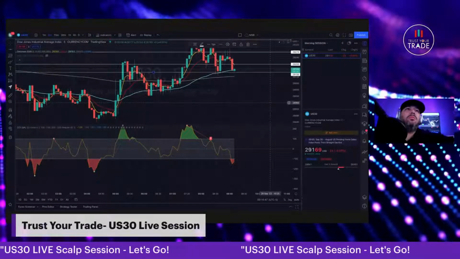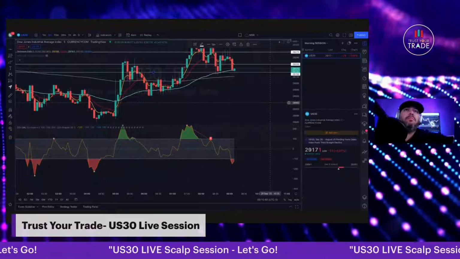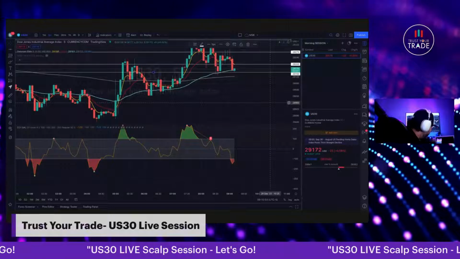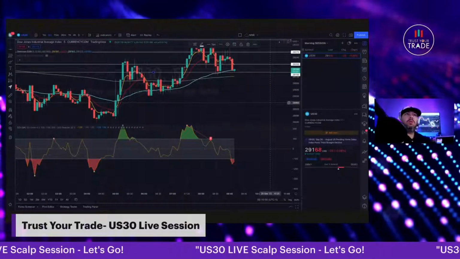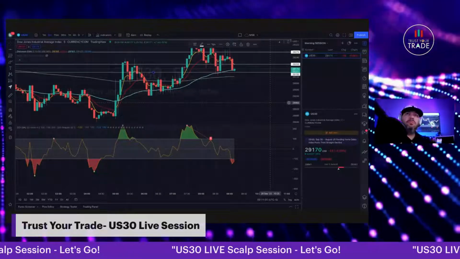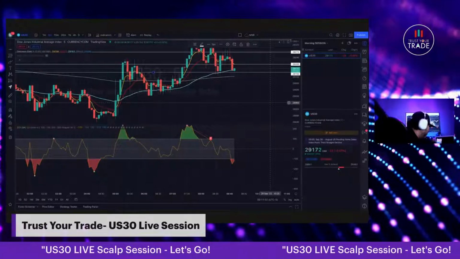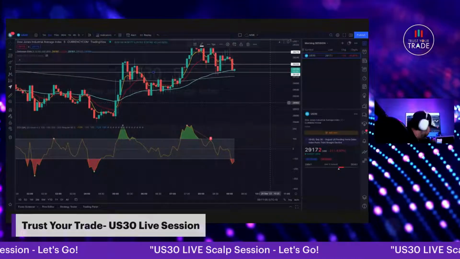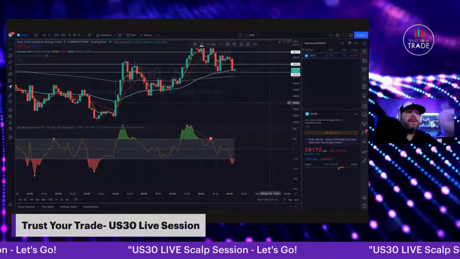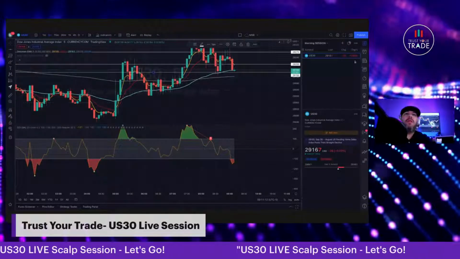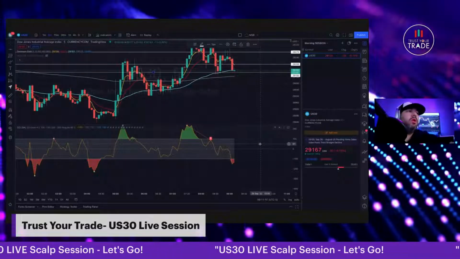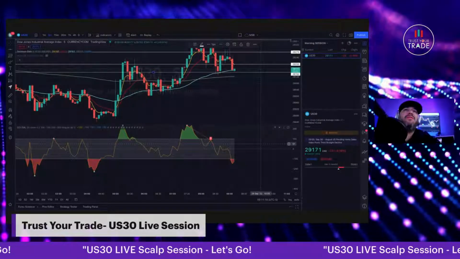Let's go. Come back down, come pick us up. 29,150 or lower. Okay, look at that, we are in the oversold area. 29,150, here we go. We have 3 minutes left on this candle.